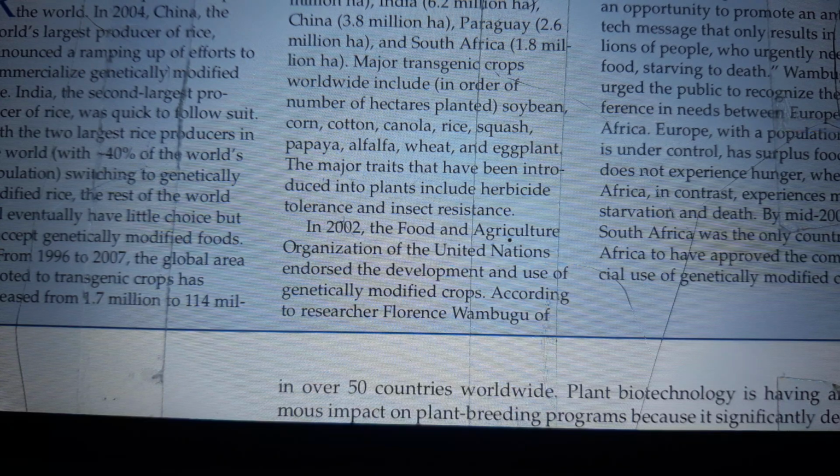Wambugu urged the public to recognize the difference in needs between Europe and Africa. Europe, with a population that is under control, has surplus food and does not experience hunger, whereas Africa experiences mass starvation and death. As of mid-2008, South Africa was the only country in Africa to have approved the commercial use of genetically modified crops.